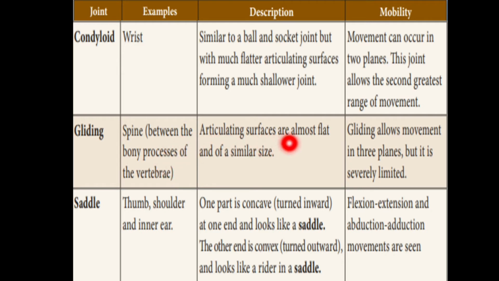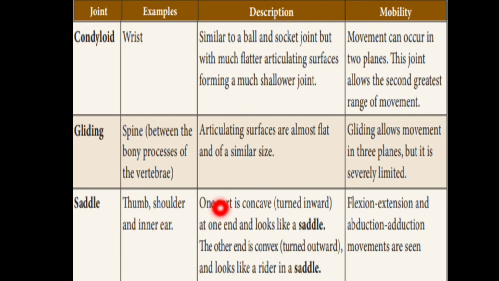Articulating surfaces are almost flat and of a similar size. Gliding allows movement in three planes, but it is severely limited. And the last one, saddle: thumb, shoulder, and inner ear.